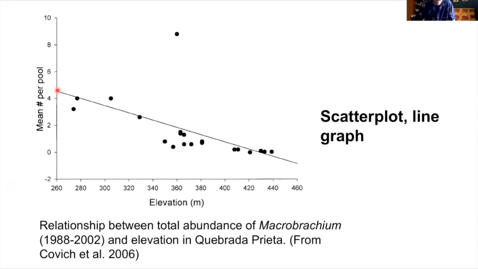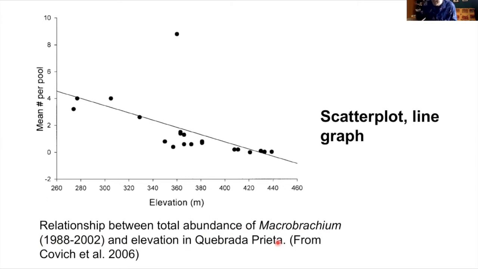Next question, what are the axes? Well, on the x-axis, which is this one here, we have elevation in meters, so height off the floor. On the y-axis, we've got the mean number per pool. So we're looking at the relationship between how high a pool is and the mean number of individuals of a particular species. If we read the caption, it says, well, this is the relationship between total abundance of macrobrachium in the years 1988 to 2002 and elevation in Cuebra Prieta, which is sides of a series of mountains.